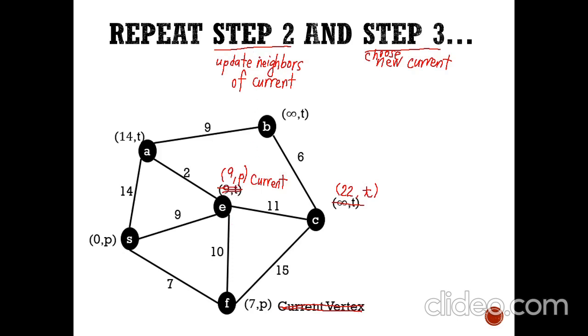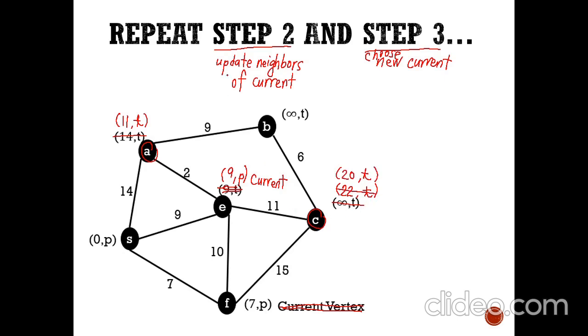Now we go back to step 2, which is updating the neighbors of the current vertex. So notice that the neighbors of E are A and C. So A and C. So we update them. 9 plus 2 is 11. 11 is a shorter distance, so this is replaced by 11 temporary. Next, 9 plus 11 is 20. So 20 is a shorter distance than 22. So this is replaced by 20.